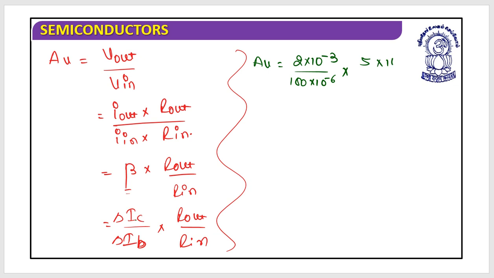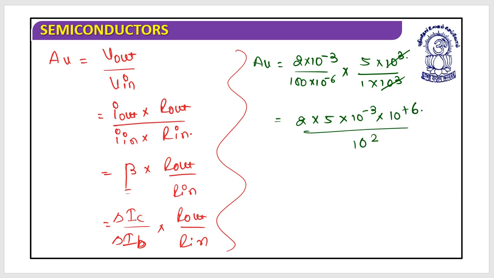It's 5 into 10 to the power 3. R in is equal to 1 into 10 to the power 3. So this has gone, this has gone. This is equal to 2 into 5 into 10 to the power minus 3 into 10 to the power minus 6. It would be a plus 6, divided by 10 square. So this is simply 2 5s are 10 multiplied by 10 to the power 6 into 10 to the power minus 3 into 10 to the power minus 2. So it's 6 plus 1, 7 minus 5, it's 2. It's 10 to the power plus 2. This is the gain, and it does not have any units because it is the ratio of similar quantities.